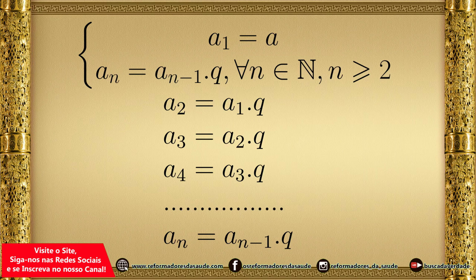First, we have the term a with index 1, which is equal to a value a. That means I'm defining a term to be any value. That's my initial value. Any value.